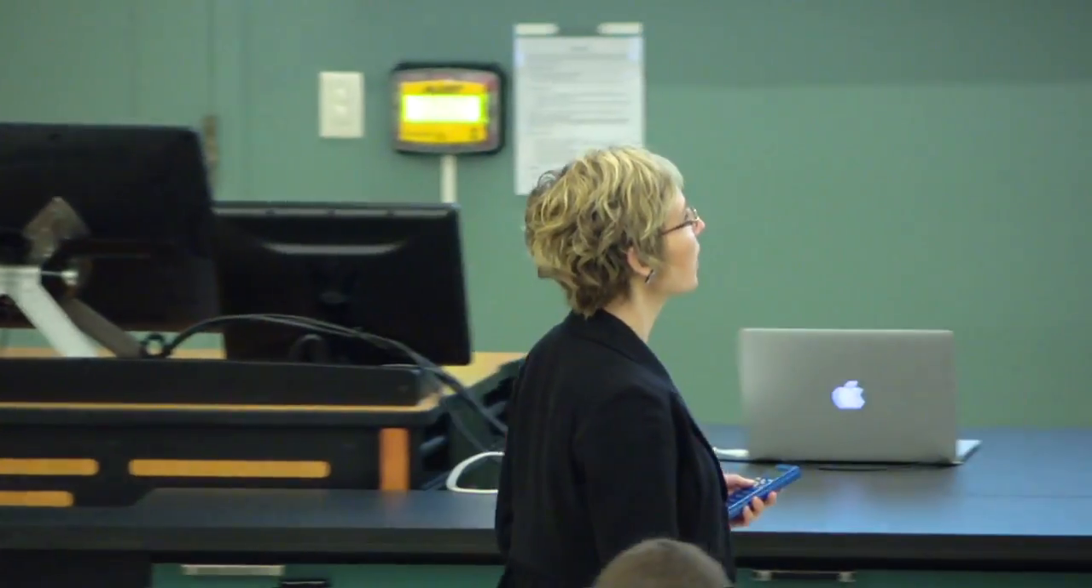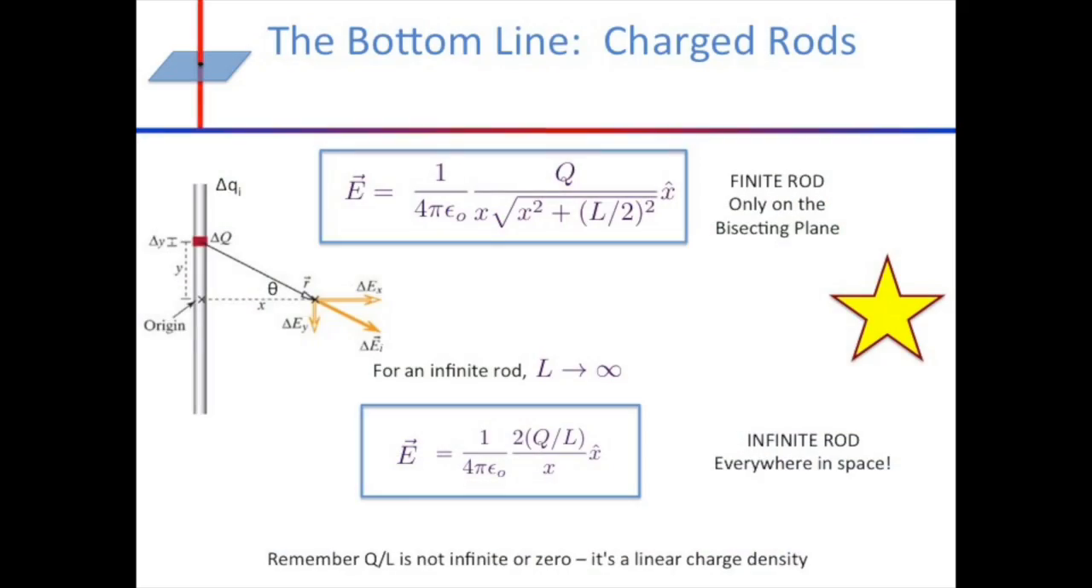So for a finite rod, we have this summary slide: the electric field in the bisecting plane is 1 over 4 pi epsilon naught, q over x, over the square root of x squared plus L over 2 squared, in the x hat direction. For the infinite rod, it becomes 1 over 4 pi epsilon naught, 2 q over L over x, times x hat, everywhere in space. And remember that q over L isn't infinite. Q is infinite and L is infinite, but we took the limit such that the ratio is constant. It's just a finite number.